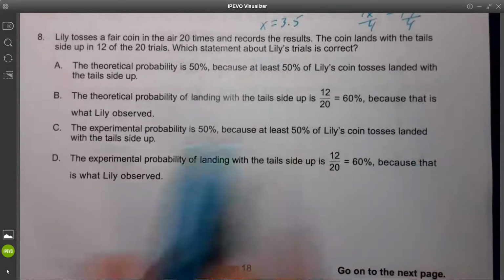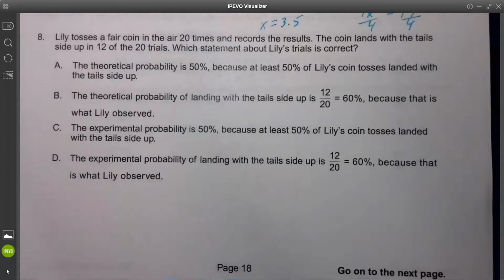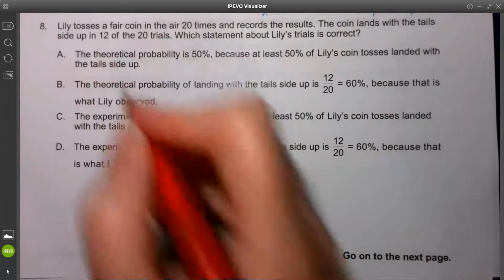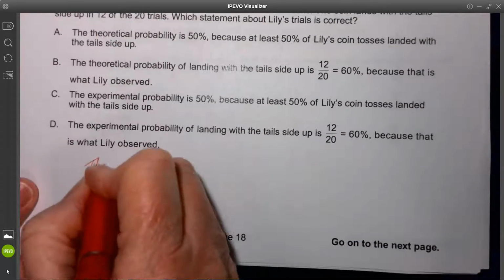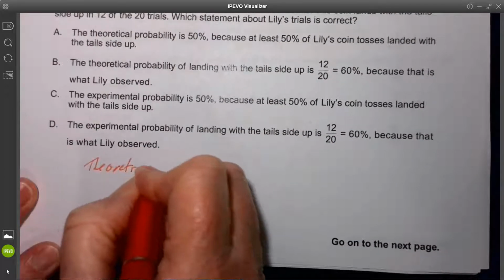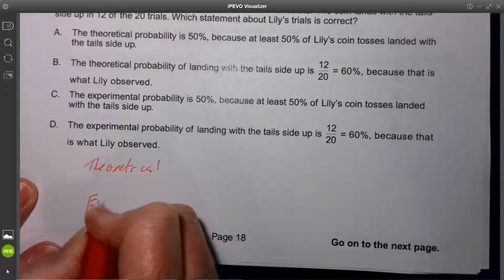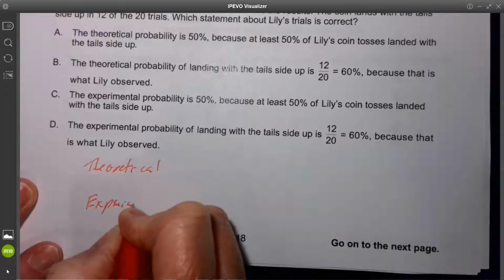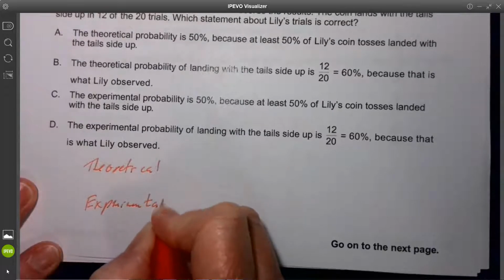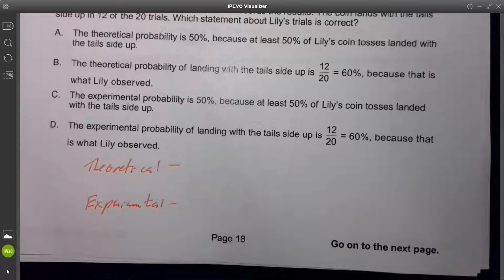Number 8, read through that one. Okay, now that you've read it, let's talk about theoretical and experimental. There are 2 different types. These are one of the 2 different types of probability. So let's talk about what they are. That's going to make a huge difference.